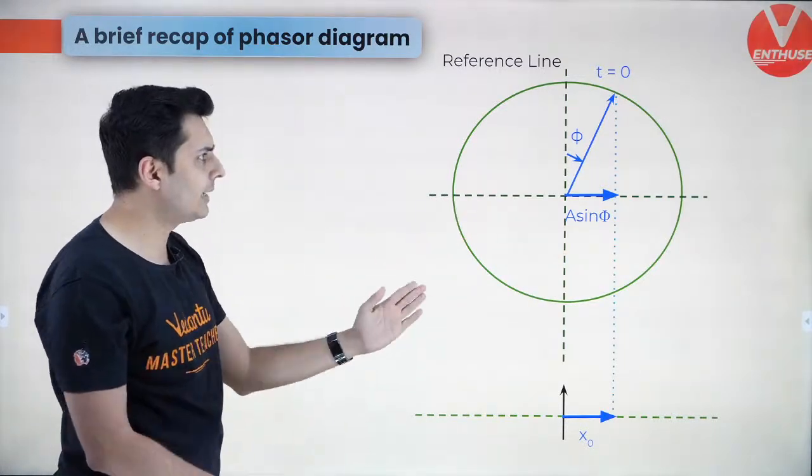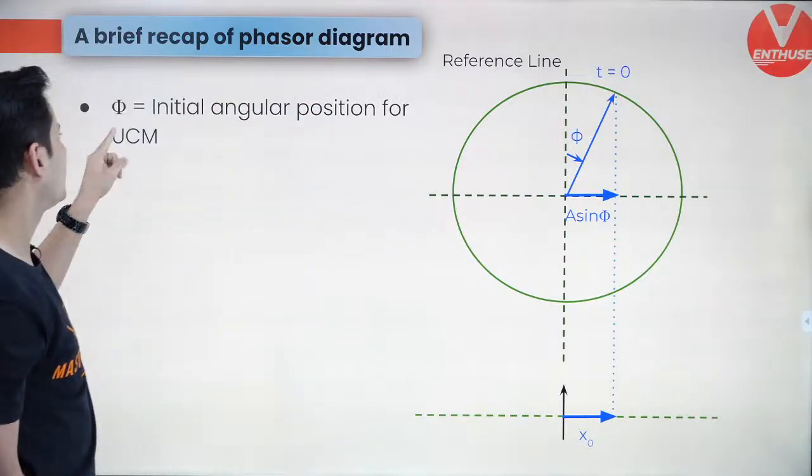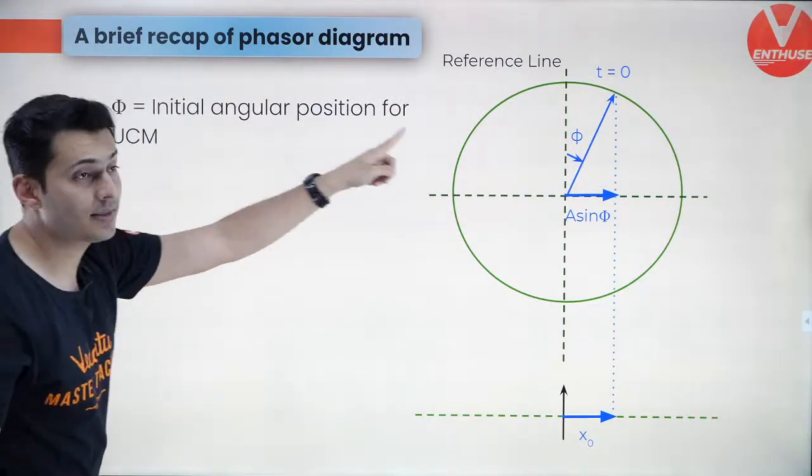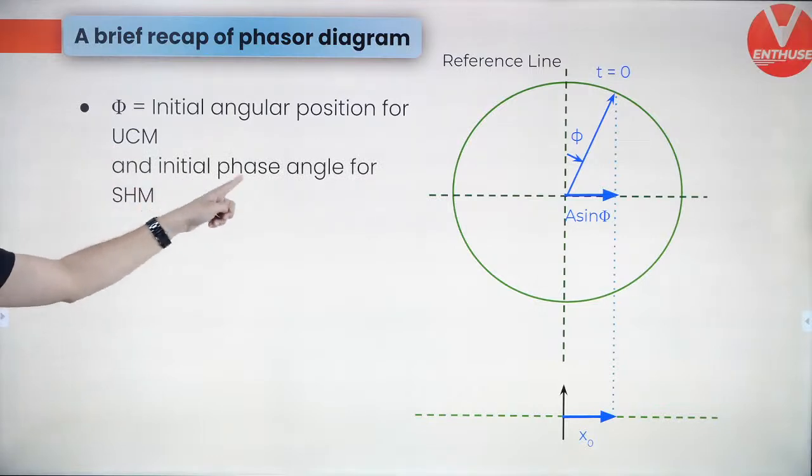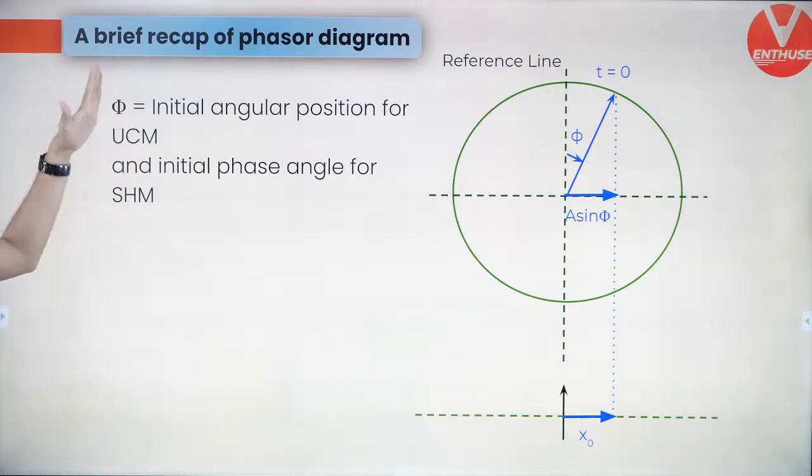With the passing of time, this point, understand, so phi is initial angular position in circular motion, but it is initial phase angle for SHM. Remember that. Very, very important. So you can see that all of them are related to each other.